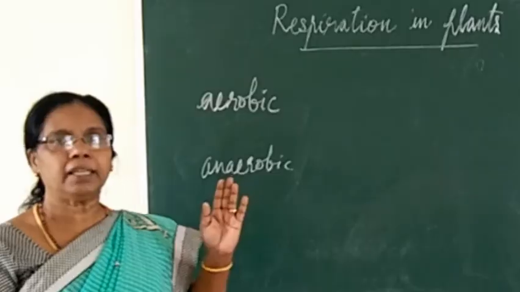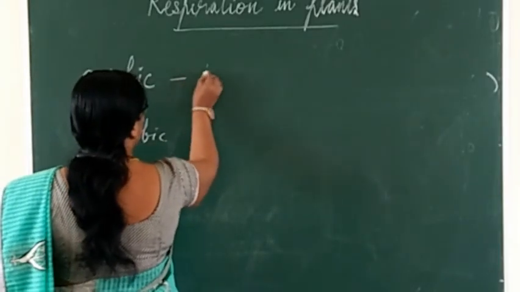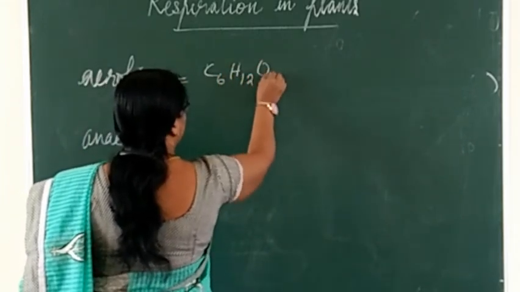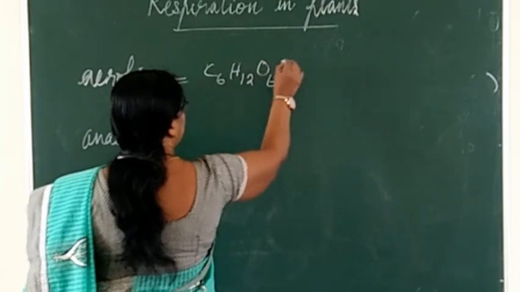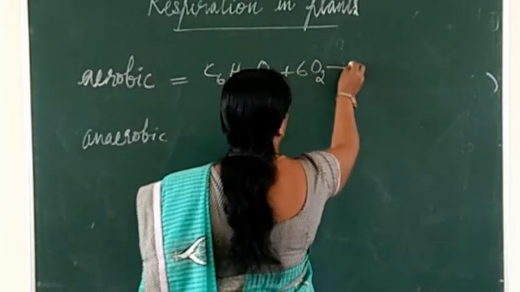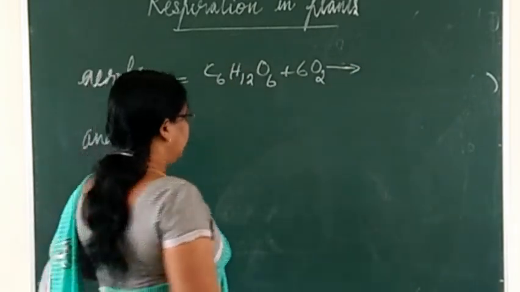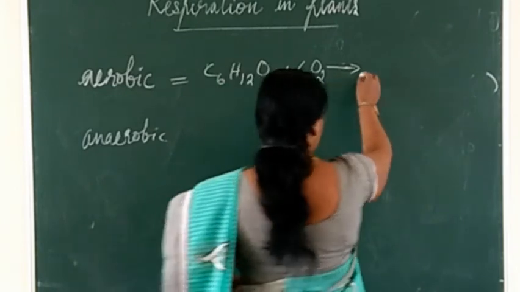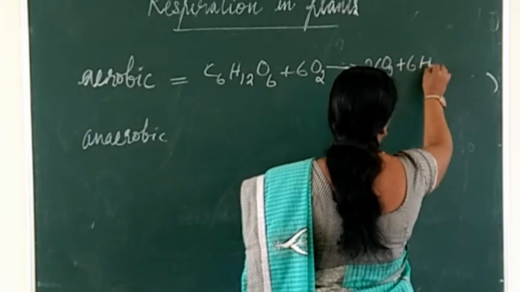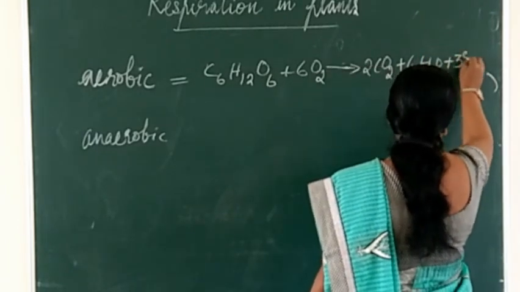The same equation we can represent for aerobic respiration, that is C6H12O6 plus 6O2. Here oxygen is utilized in the presence of certain enzymes. This reaction takes place, and what are the end products we are getting? 6CO2 plus 6H2O plus 38 ATP.